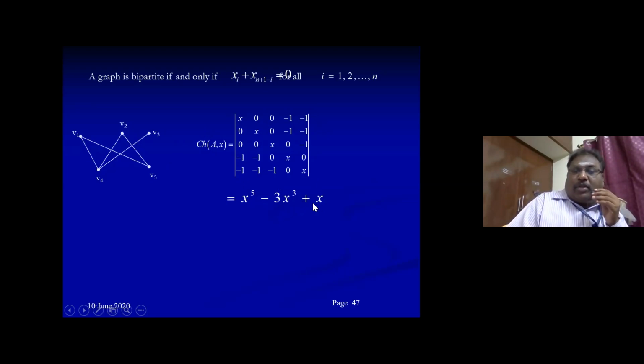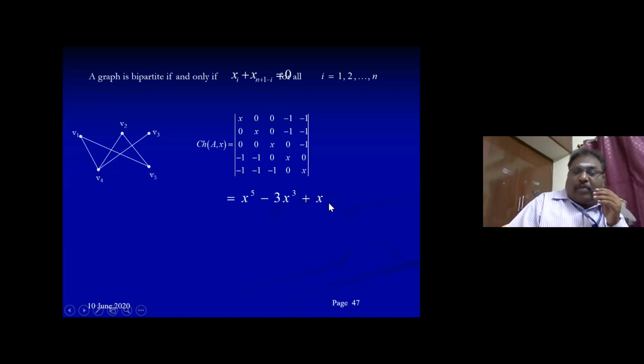The x cube term is there, x power 4 is not there. We have to see that the x square term is not there. The x term is there. The constant term is not there. So the sum of products 2 at a time is 0. The sum of products 3 at a time is 1. And the product, that's the determinant of the matrix, is 0.